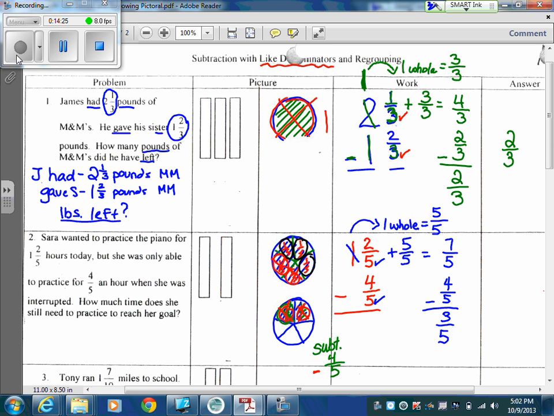Look back over at your whole number. I borrowed from the 1. That makes this 0. This is nothing right here. So this is nothing. Again, I don't have to write that. My answer is simply 3/5.